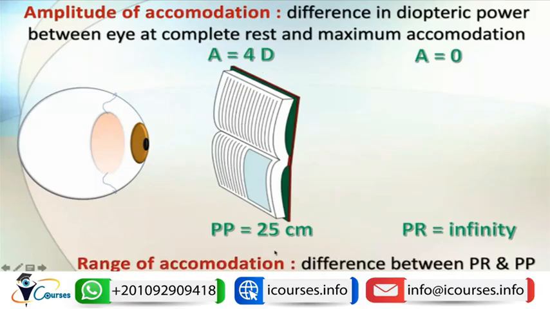While the range of accommodation is the difference in distance between the punctum remotum and the punctum proximum. In this example, the punctum remotum is at infinity, and the punctum proximum is at 25 centimeters. The difference between them is called the range of accommodation. So the amplitude of accommodation is the value in diopters, but the range of accommodation is the value in distance, between when the eye exerts the maximum accommodation and when the eye is completely at rest with no accommodation at all.